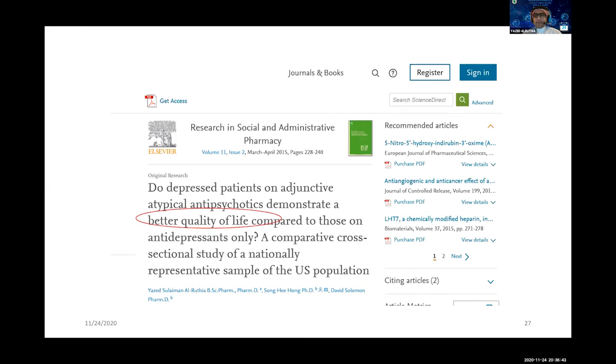This is an example of something that I've done within 3 months, not because I was lucky or smart, but because of the availability of data in the United States. So I've done a national study in 3 weeks, thanks to the availability of the data, something that I cannot do here in years.